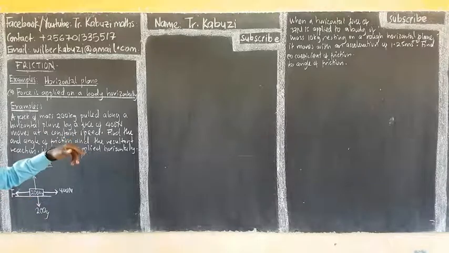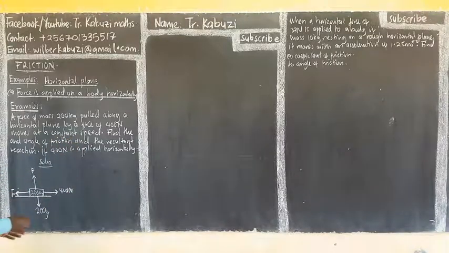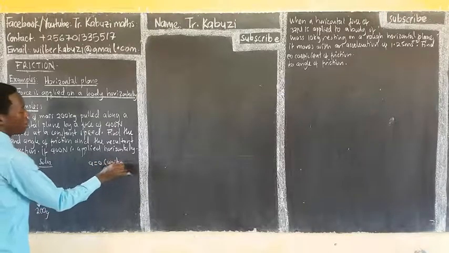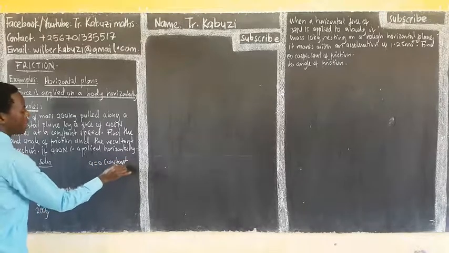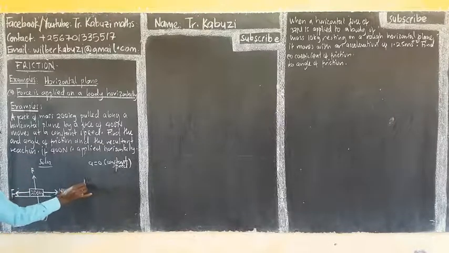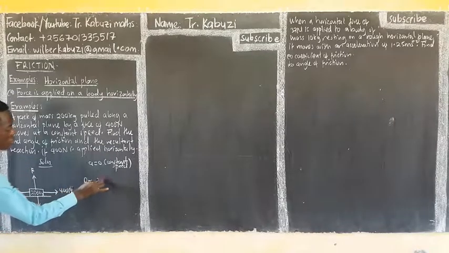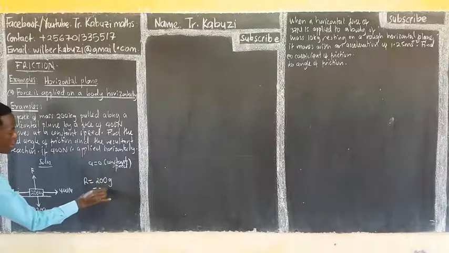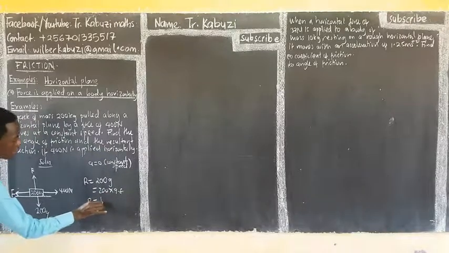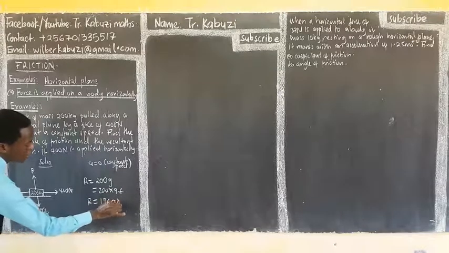Okay, because we have a constant speed, it means that acceleration is 0. So from there, our acceleration is going to be 0 because of that word constant speed. But the body is moving. So meaning from there, you can see that we are not going to have any motion upwards or in this direction. So our R is going to be equal to 200 g, which will be 200 times 9.8. And so our R from there is going to be 1960 newtons.